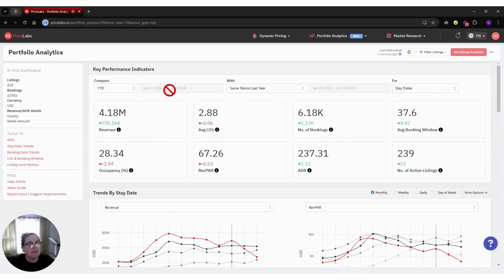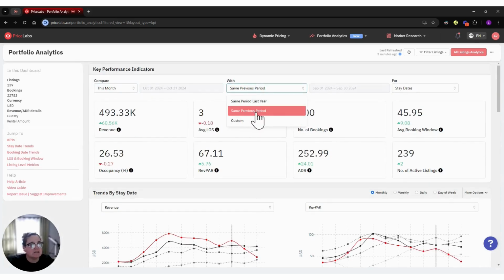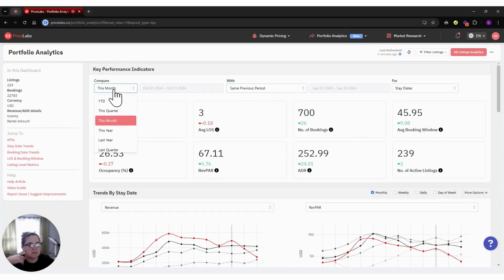So you're comparing January 1st through October 18th of 2024 with January 1st to October 18th of 2023. Additionally, this is something that you can change. Instead of same period last year, you can do same previous period, which would be more useful in instances where you're doing this quarter. If you selected this quarter and same previous quarter, it would compare this financial quarter with last financial quarter. And the same goes for this month: same previous period would be this month versus last month. So it's hugely customizable. It can give you whatever data is most important to you.